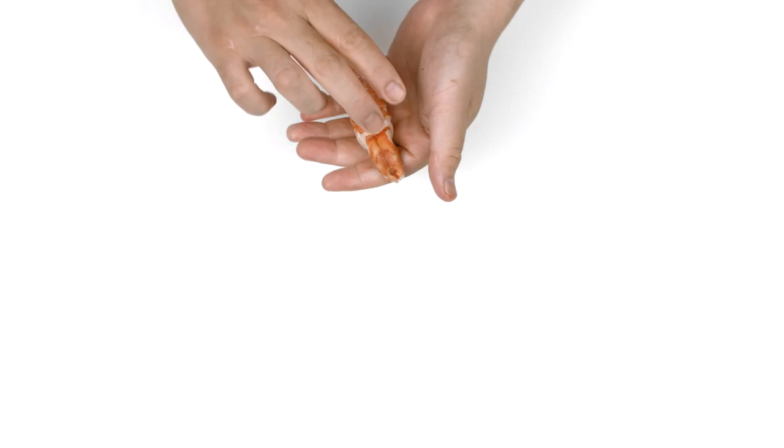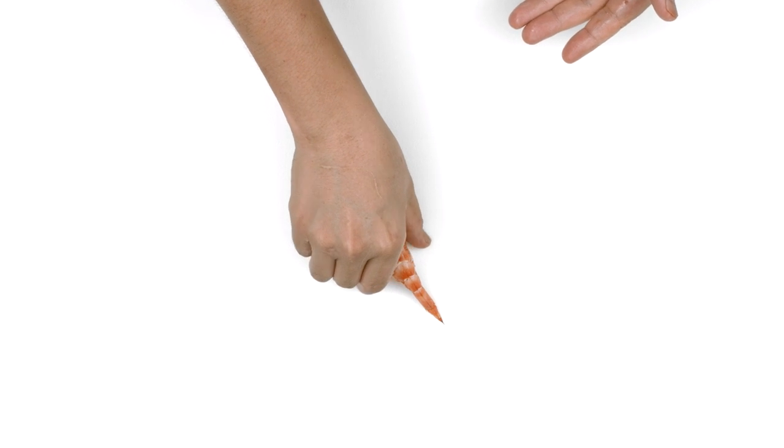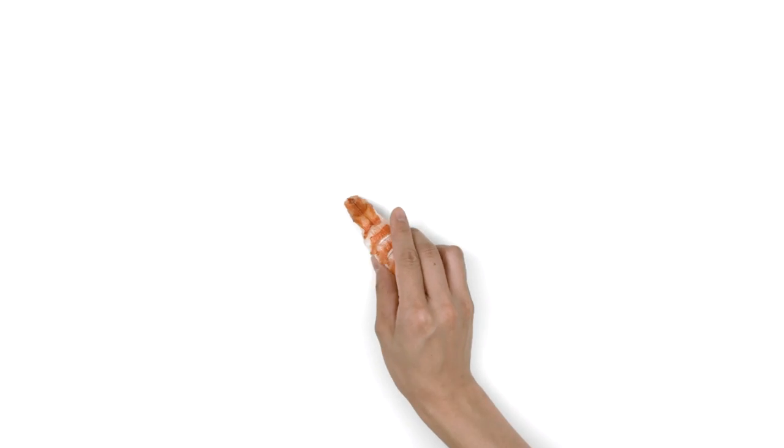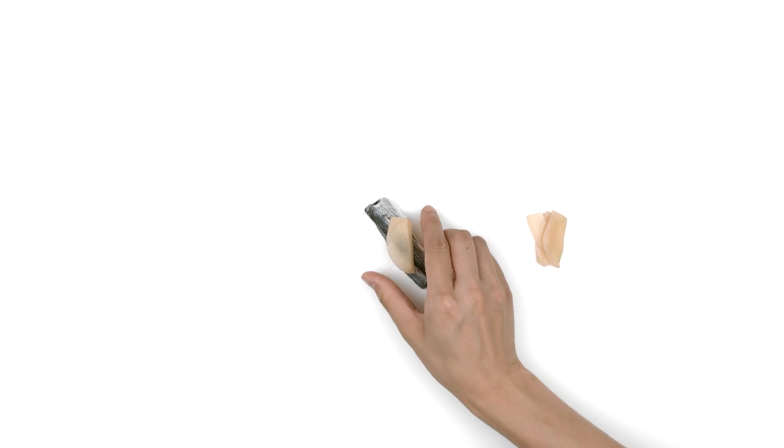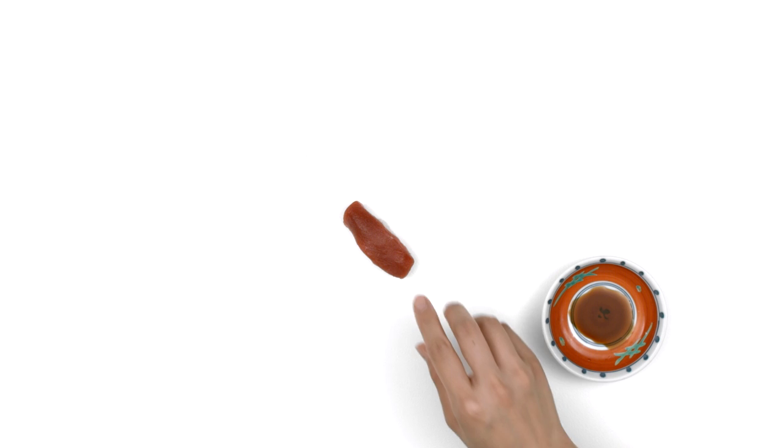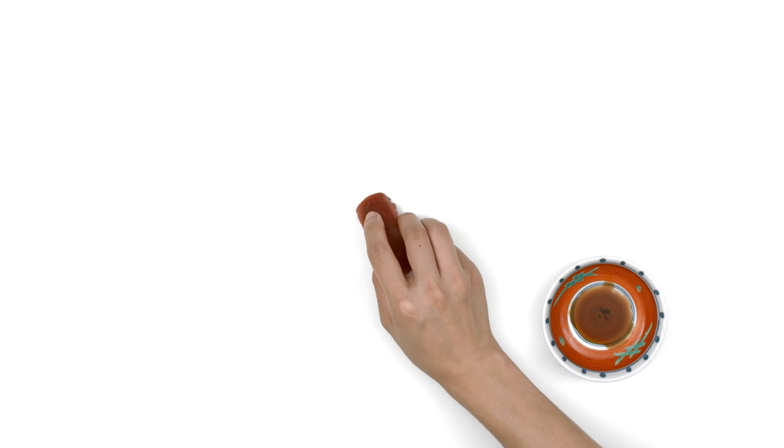Eat sushi with your fingers as soon as it's given to you, before the fish becomes dry. Don't put ginger on your sushi. That's just for freshening your palate. It's bad manners to take the topping off the rice and dip it in soy sauce. Instead, turn the sushi on its side and gently dip the topping in the sauce.